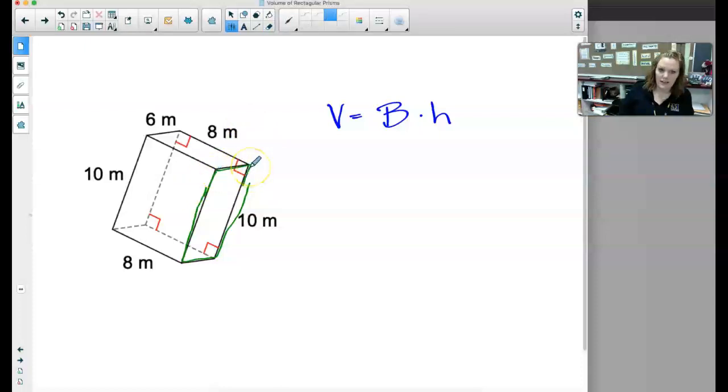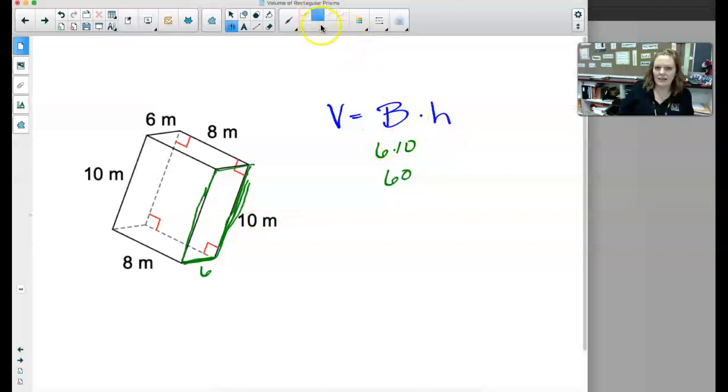Okay, this part in green is the base. So we need to find the area of that rectangle. So this distance right here is 6, and up the side is 10. So 6 times 10 is 60. That's the area of the base.